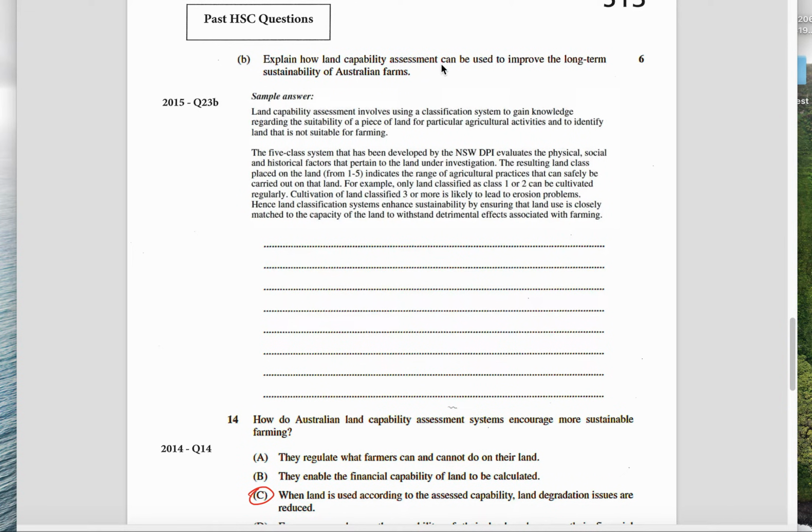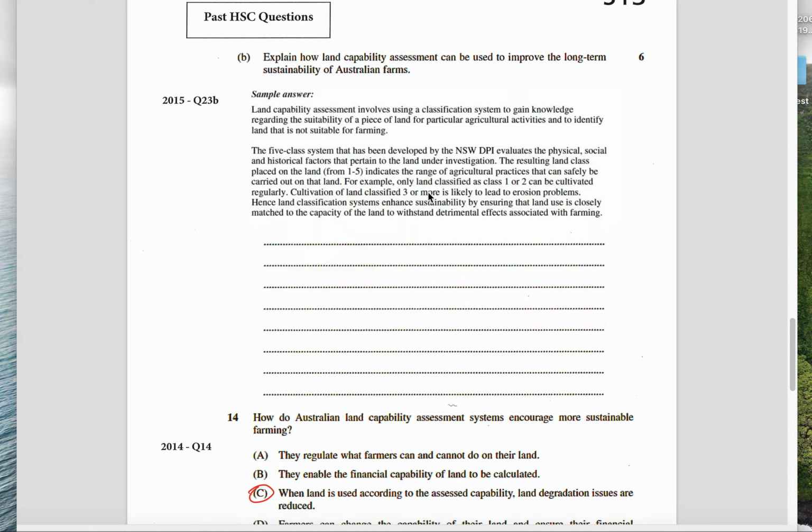Explain how land capability assessments can be used to improve the long-term sustainability. A sample answer here is: land capability assessment involves using a classification system to gain knowledge regarding the suitability of a piece of land for particular agricultural activities and to identify land that is not suitable for farming. The 5-class system, although we look at an 8-class system, has been developed by the New South Wales DPI. It evaluates the social, physical and historical factors that pertain to the land under investigation.